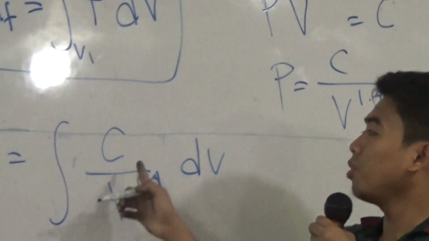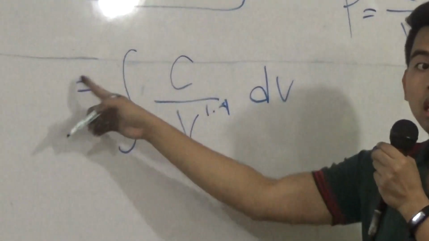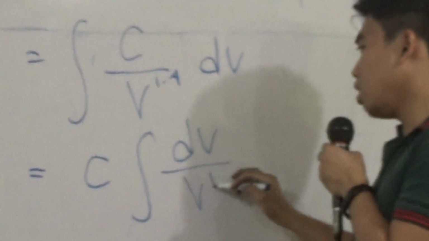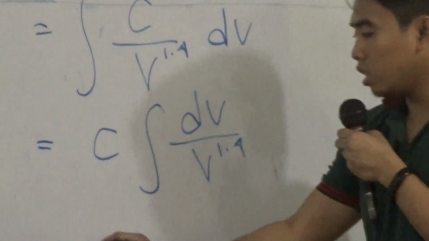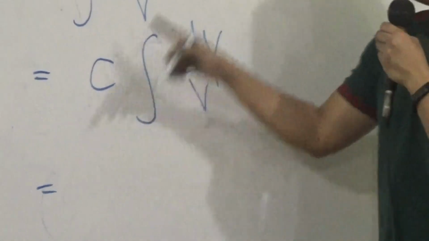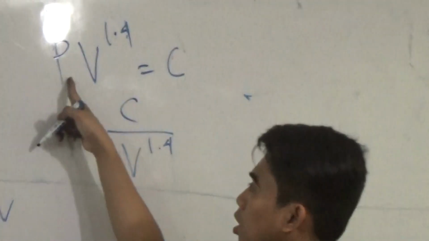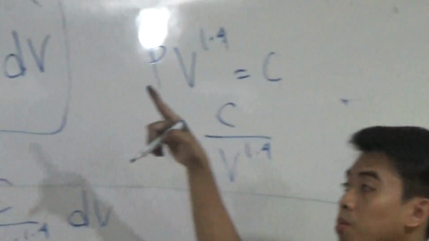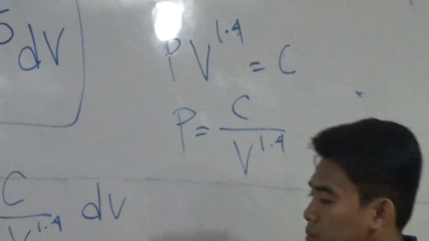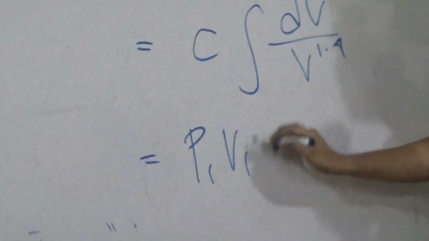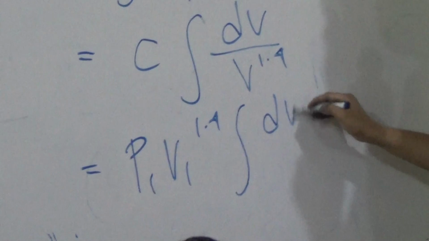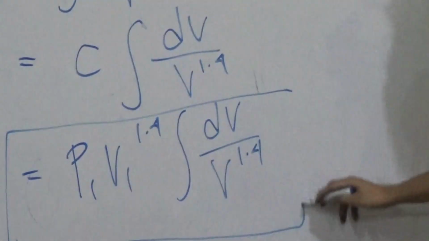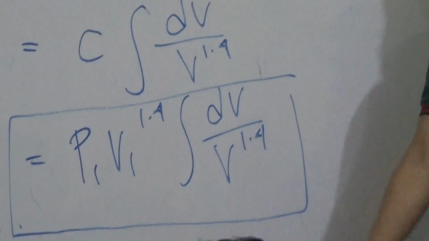Factor out ko yung C kasi yung C is constant, di nagbabago. So, lalabas, C integral ng dV over V raised to 1.4. Again, what is C? Sir, ang C, that is PV. Pwedeng P1V1, pwedeng P2V2, depende sa given. Ang given, mga initial. So, gawin ko P1V1. Palitan ko to, P1 V1 raised to 1.4, integral ng dV over V raised to 1.4. Tapos na sa lahat yan, given, masosolve na yung item.